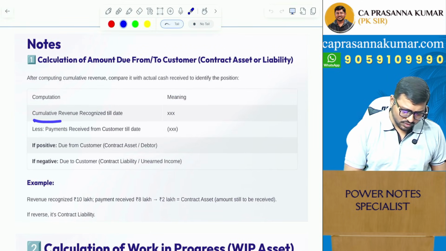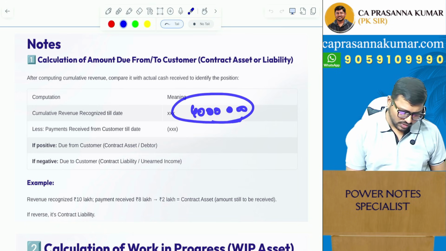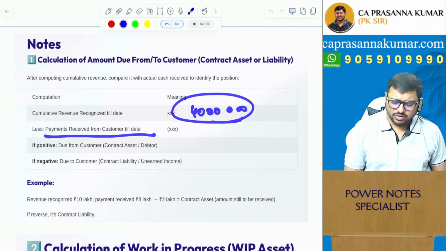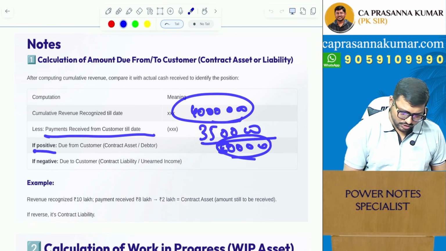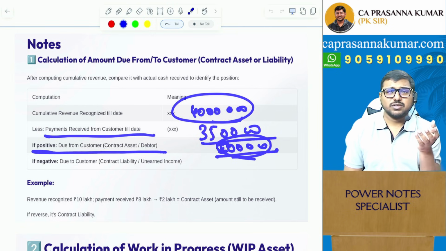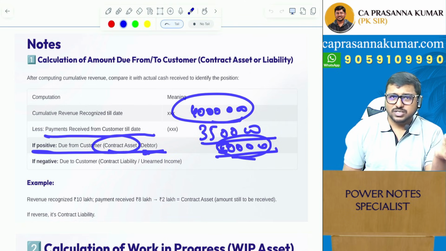For example, cumulative revenue recognized till date is, say, 40 lakhs according to your calculation based on the input method or output method. Cash payments received from the customer is, say, 35 lakhs. Then you need to further receive 5 lakhs, which is nothing but due from customer. So if it is due from the customer, that much you need to receive. So obviously it becomes a contract asset. That's all. Or in simple words, debtor.